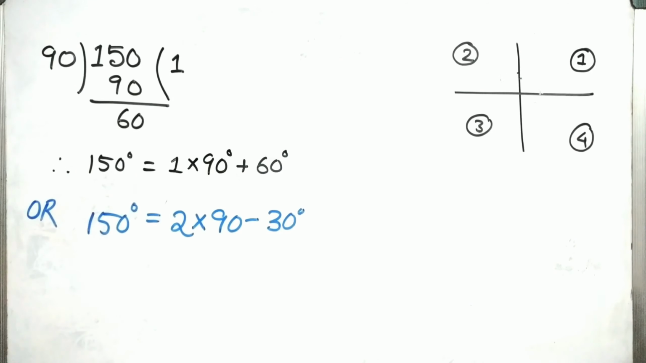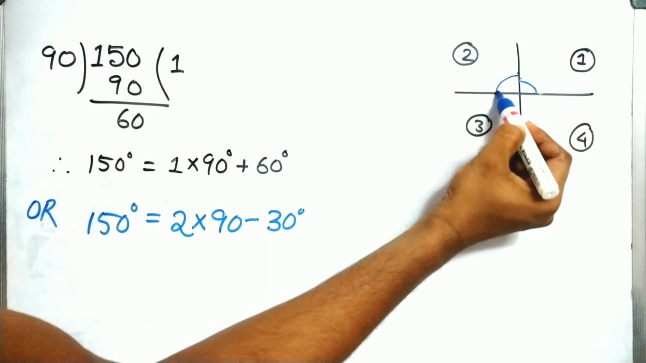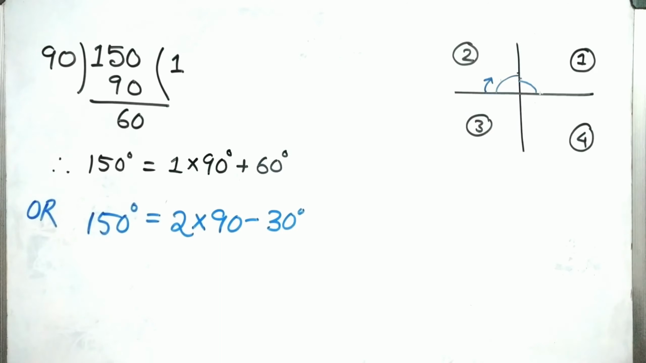Otherwise you could have written it in this way, that 2 into 90 minus 30 degree. That is, we will go 90 degree twice, that is 1 and 2. Then minus 30, that means we will go backward. So by both the processes we came to know that this 150 degree is in the second quadrant.